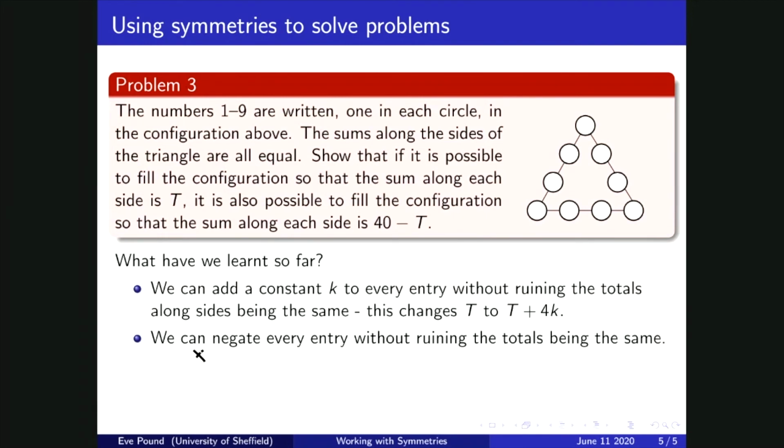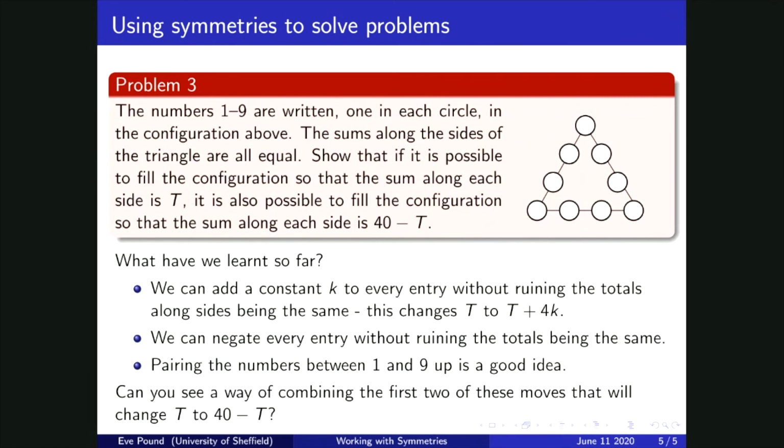We've also noticed that we could send every entry x to something like minus x. And that's also not going to ruin the edges having the same total, because it's going to just make every sum the negative of the sum it was before. We've also learned that if we pair up the numbers between 1 and 9 and think about doing some swaps, then we get things that play really nicely with keeping the numbers 1 to 9 in the right place. So I'm going to think of some ways of combining these ideas now to see if we can actually come up with something that does what we want.